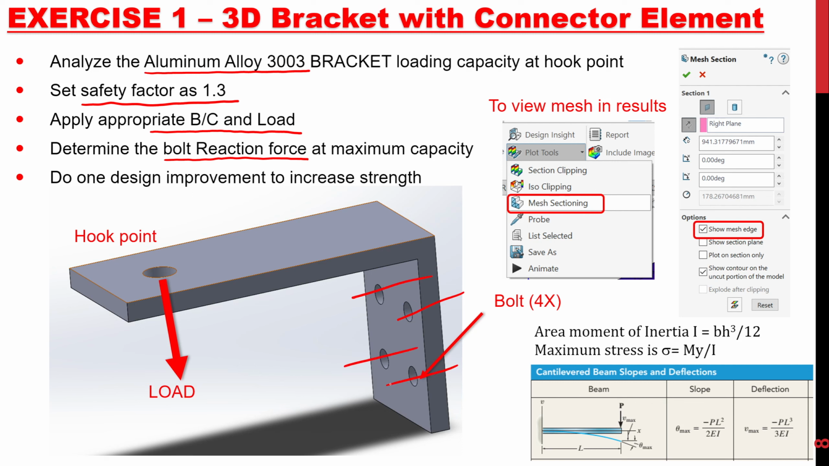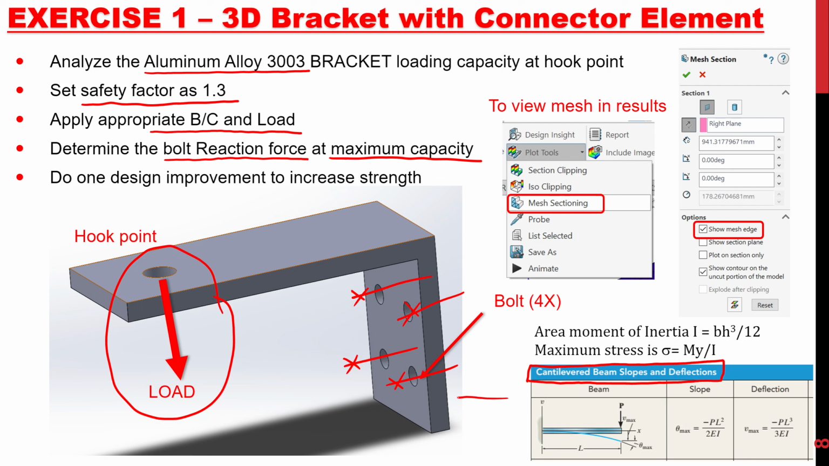1, 2, 3, 4. So 4 bolts, how much the bolt has to withstand at maximum capacity. So number one, you need to find out what is the maximum capacity for this bracket. If you would like to do some manual calculation, you can use this particular formula, which is cantilevered beam. So you can test out certain loads and see where your deflection goes.